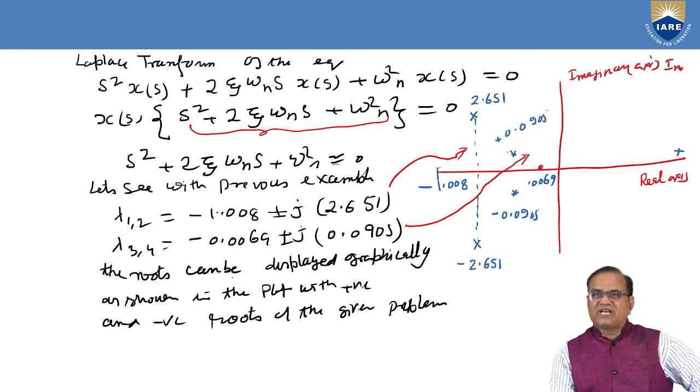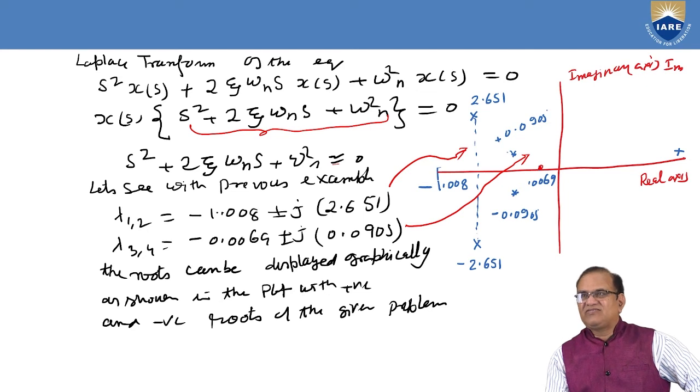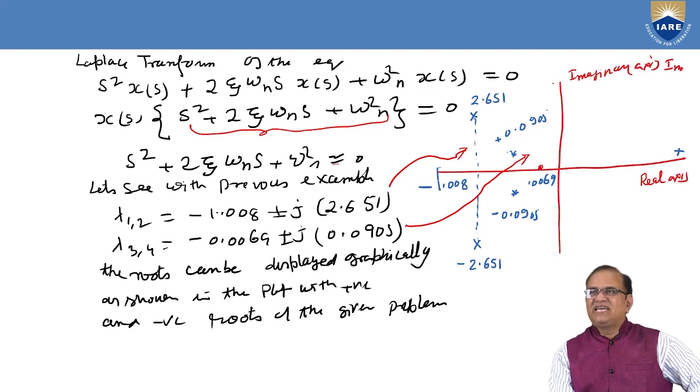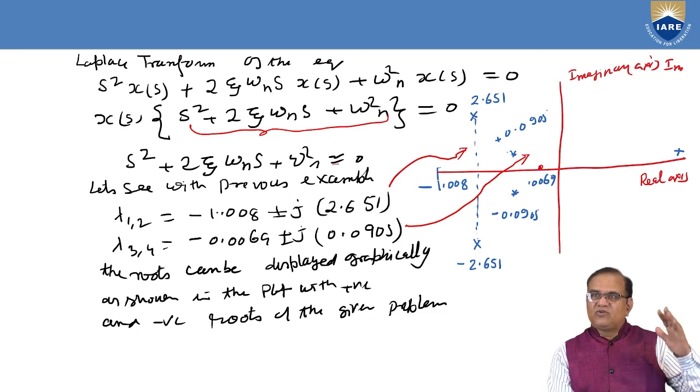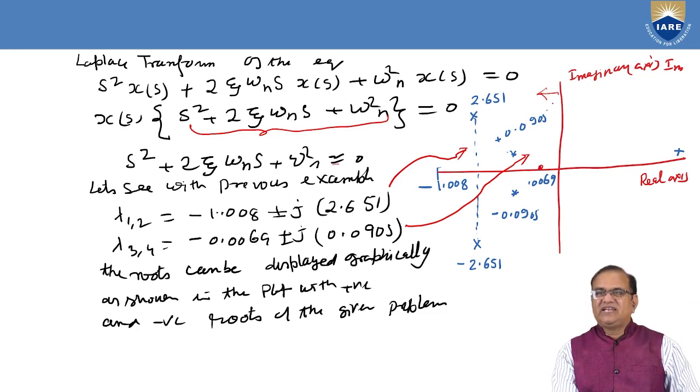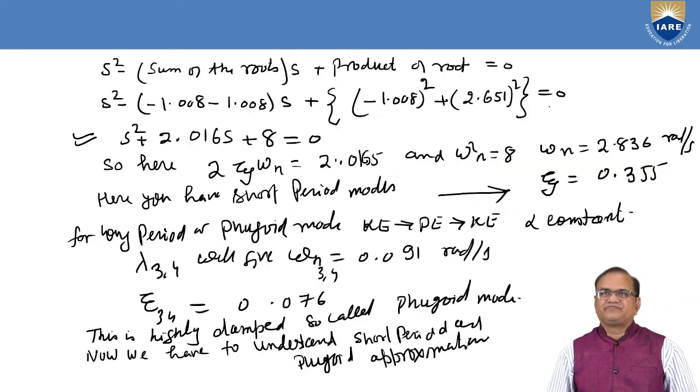So the roots can be displayed graphically as shown in the plot, with the positive and negative roots of the given problem. Here this is the real axis and this is the imaginary axis. So all these parameters are available, and if all the roots are towards the left side, then it is a stable case.